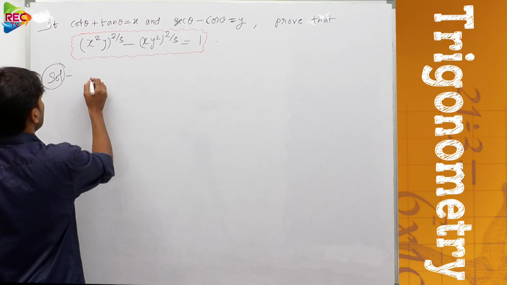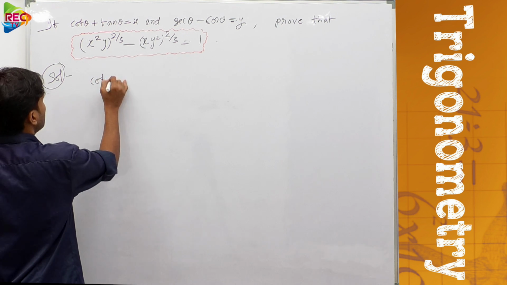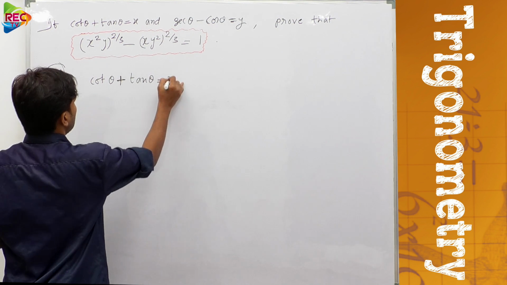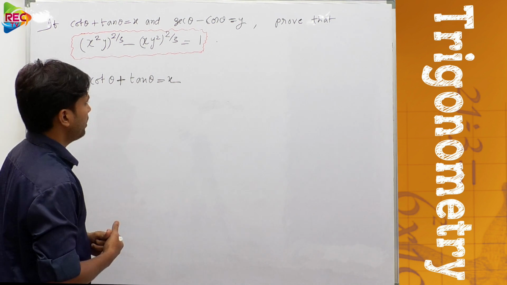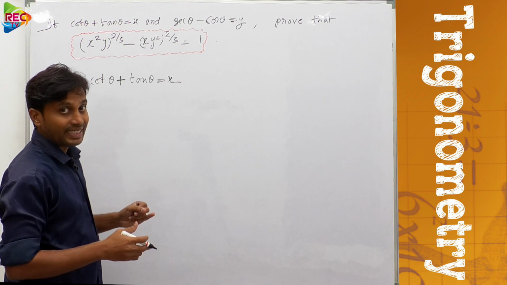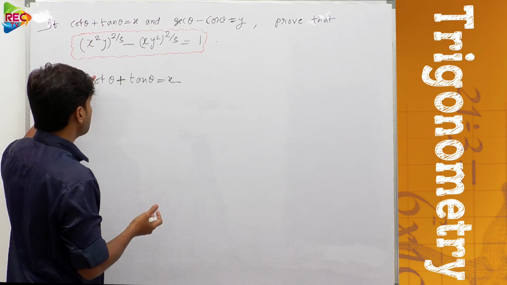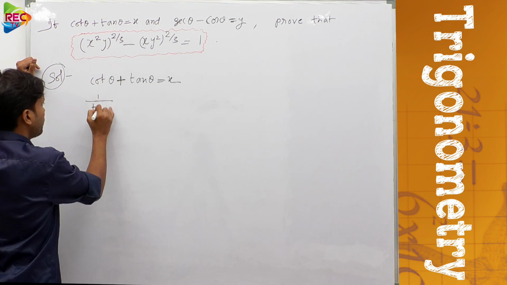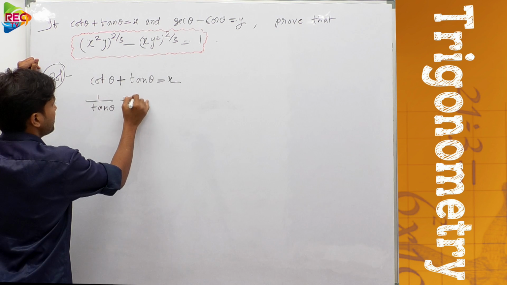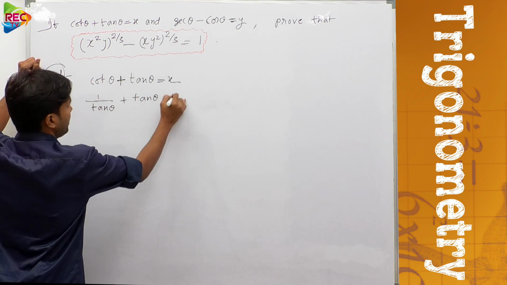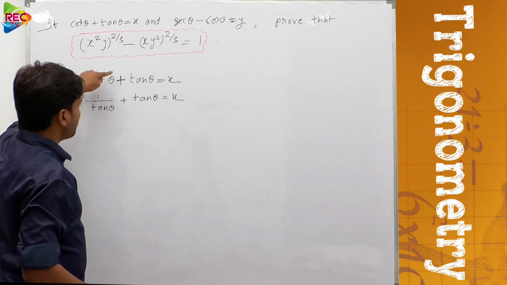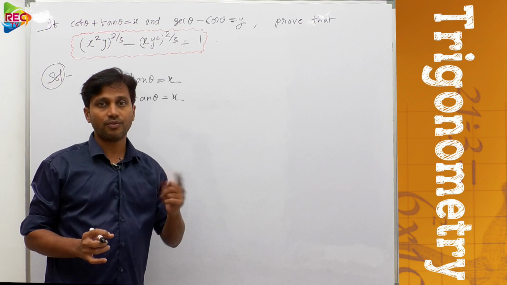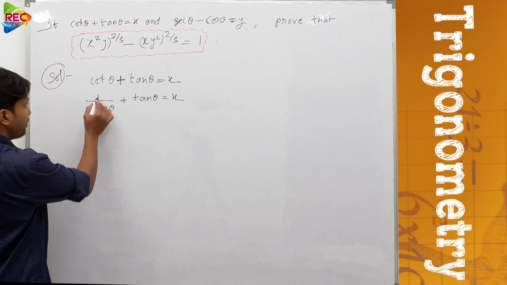Okay, so cot theta plus tan theta equal to x. I just want to write a cot theta in terms of tan. Can we write this cot theta as 1 by tan theta or not? Yes, plus tan theta equal to x. Here cot theta can be written as 1 by tan theta because cot theta and tan theta are reciprocals of one another. Okay, so therefore here this is written as this.